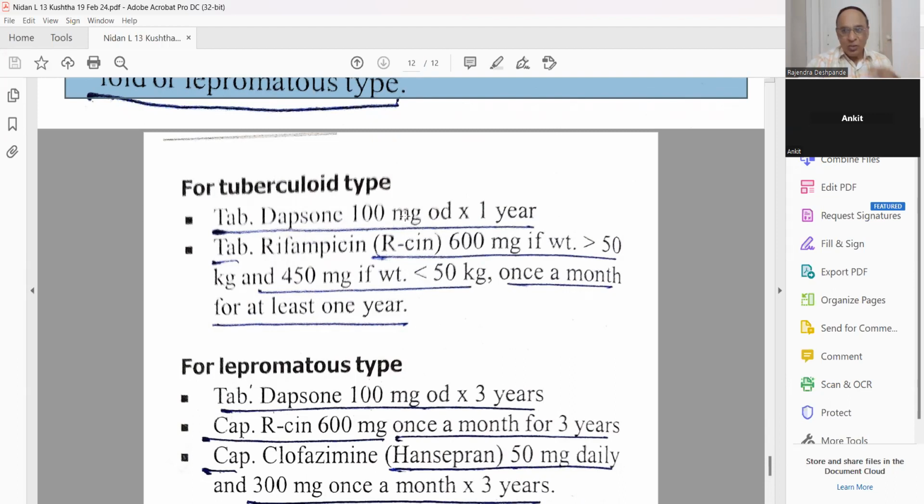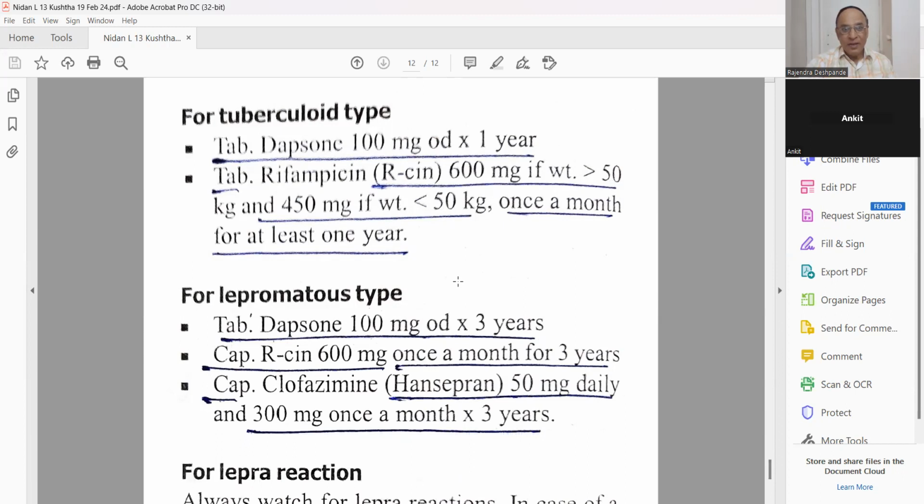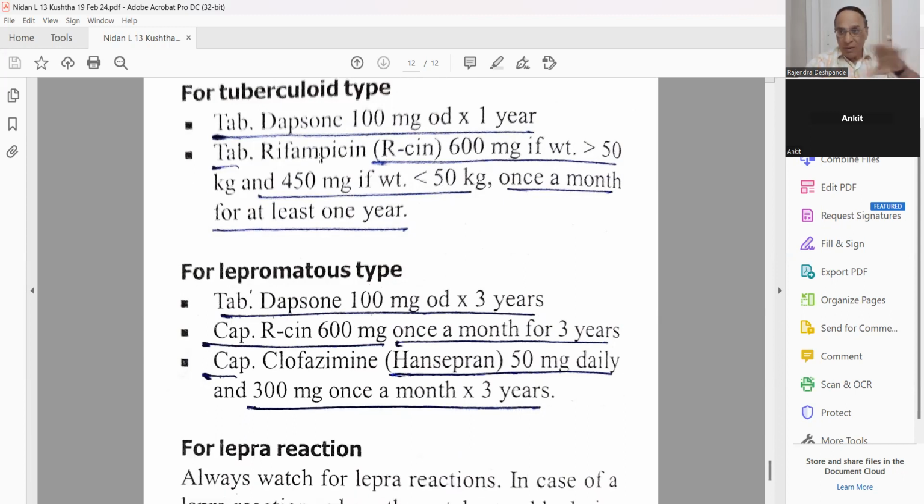Tablet rifampicin, which is also a drug of tuberculosis, 600 milligram if your weight is greater than 50, and 450 milligram if the weight is less than 50, only once in a month, but for 1 year. So 12 capsules will be there. This is simple Hansen's disease or leprosy. Tuberculoid is non-contagious, but lepromatous is dangerous. Lepromatous leprosy, but 100% cure.